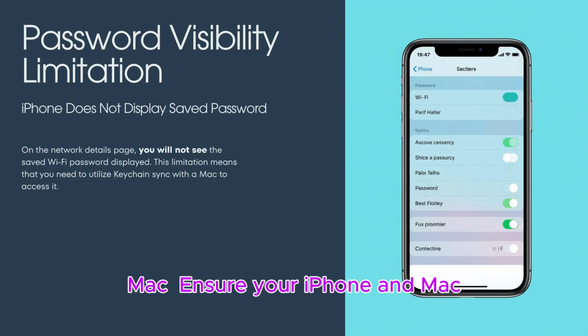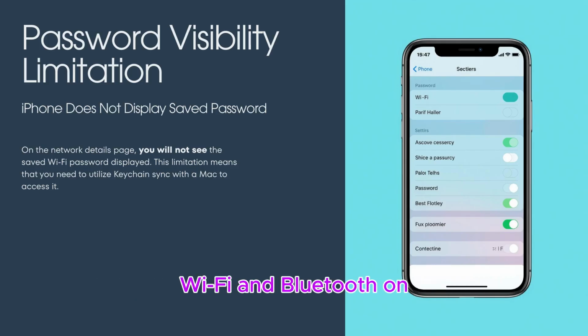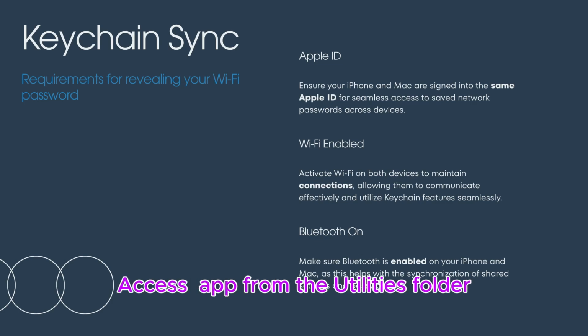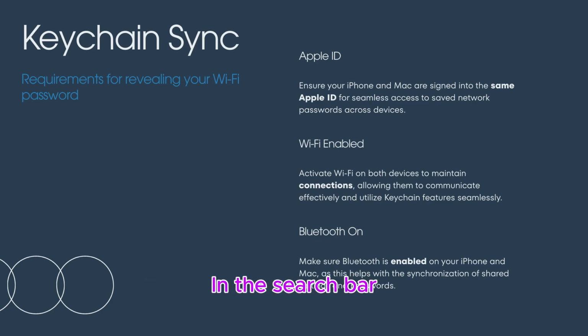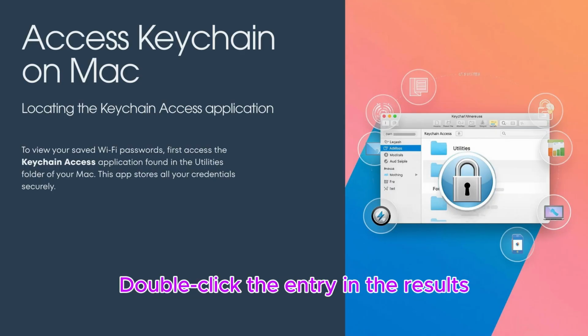With a Mac, ensure your iPhone and Mac are signed into the same Apple ID and have Wi-Fi and Bluetooth on. On your Mac, open the Keychain Access app from the Utilities folder. In the search bar, type the name of the Wi-Fi network. Double-click the entry in the results.